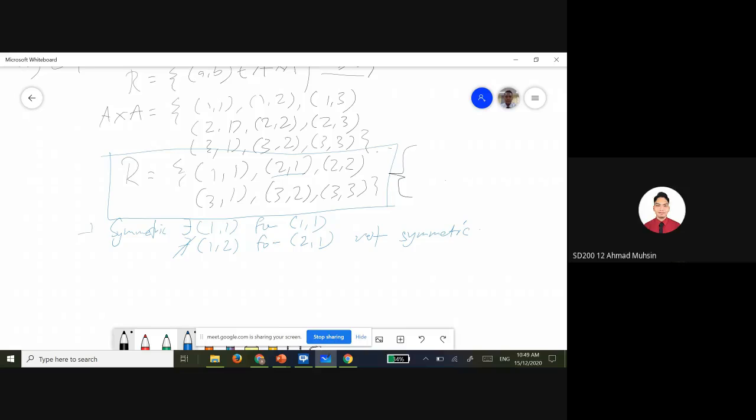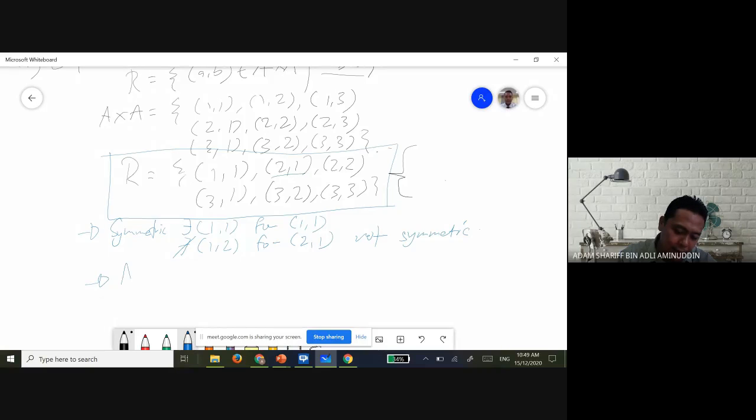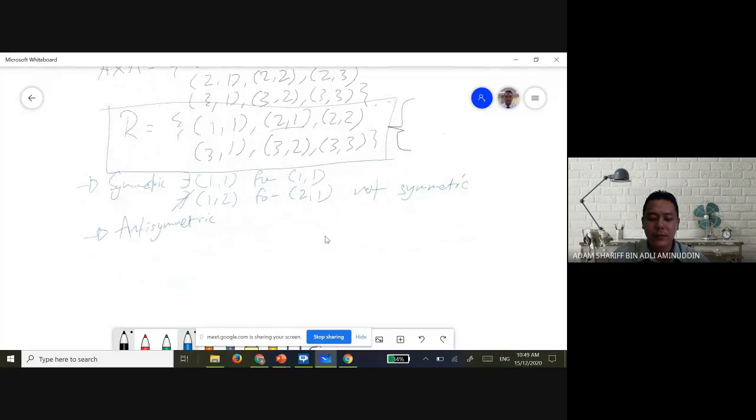Okay. Saya rasa yang ni tak ada masalah. How about NT? Yang mana kita ada satu lagi condition. It must be only when A equals to B. There exists 1, 1 for 1, 1. 1 equals to 1. Nampak?